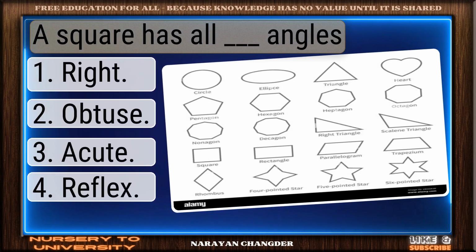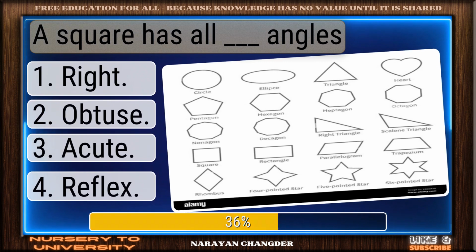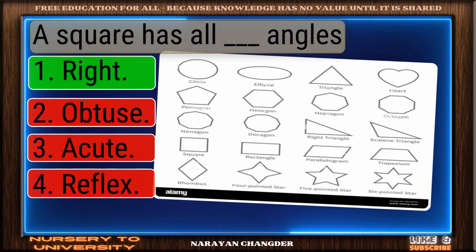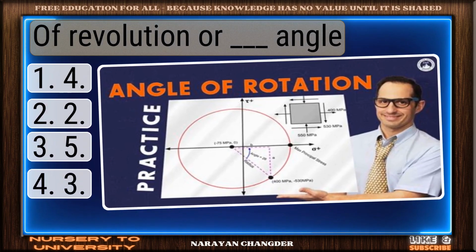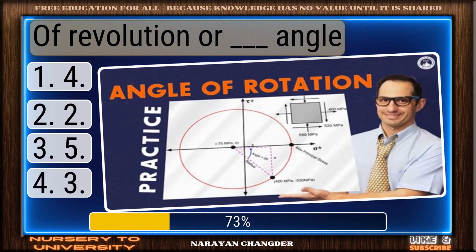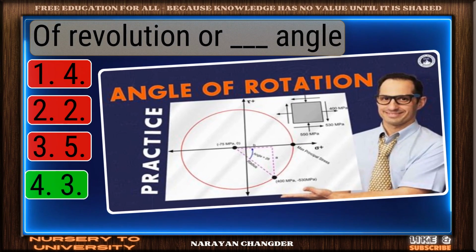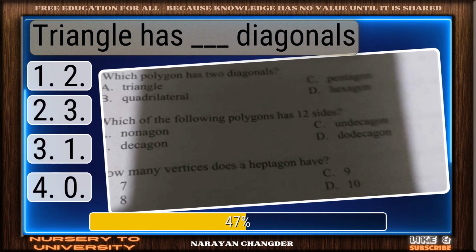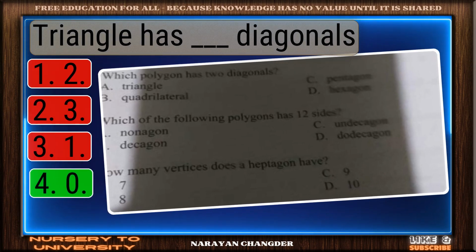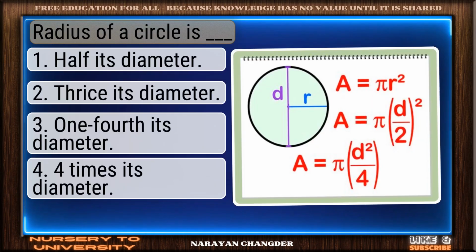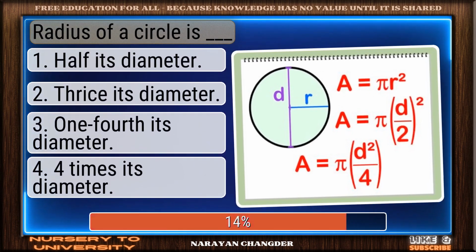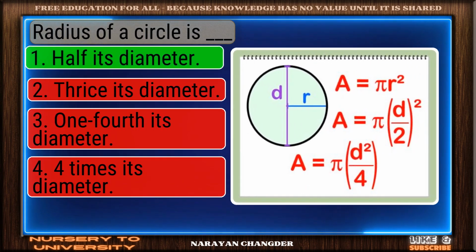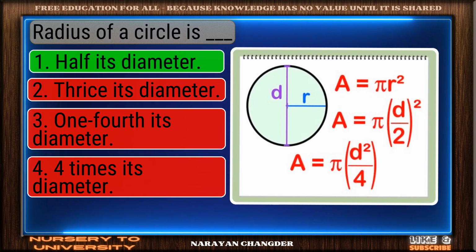A square has all dashy angles. Smart pick. Right is the correct choice of revolution or dash angle. You got it. Your choice 3 is right. Triangle has dash diagonals. Good job. Your answer 0 works well here. Radius of a circle is dash. Perfect. Half its diameter is the correct choice.